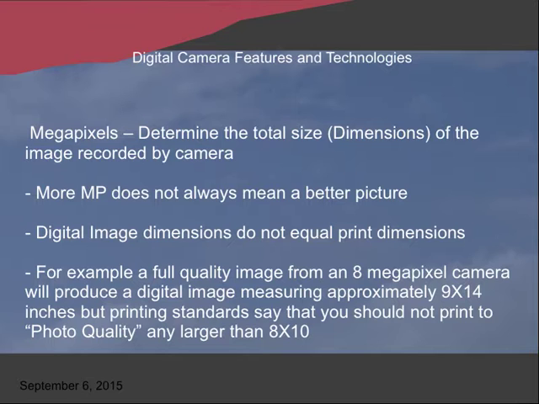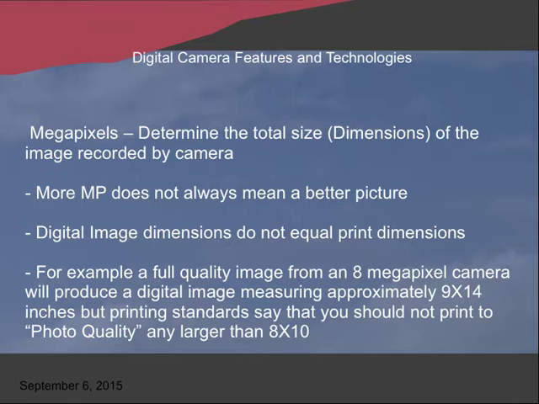For example, a full quality image from an 8 megapixel camera will produce a digital image measuring around 9 by 14 inches, but print standards say you should not print to a photo quality any larger than 8 by 10. You're going to get blowout, you're going to get pixelization. If you ever tried to copy an image off of the internet, if you print it out or try to do the quality photo print, it's not going to look right.